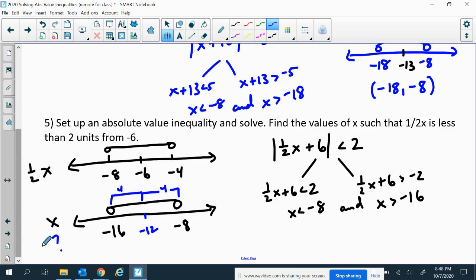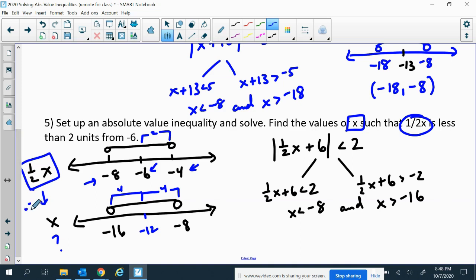Well, this is a little confusing unless you realize that we were finding it such that 1/2 x is less than 2 units from 6. So if I graph 1/2 x, this holds. But I'm finding the values of x. So if I find the values of x, what do I have to do to all of these things up here, including my distances? They all get multiplied by 2. And then this is going to be what my final answer looks like.